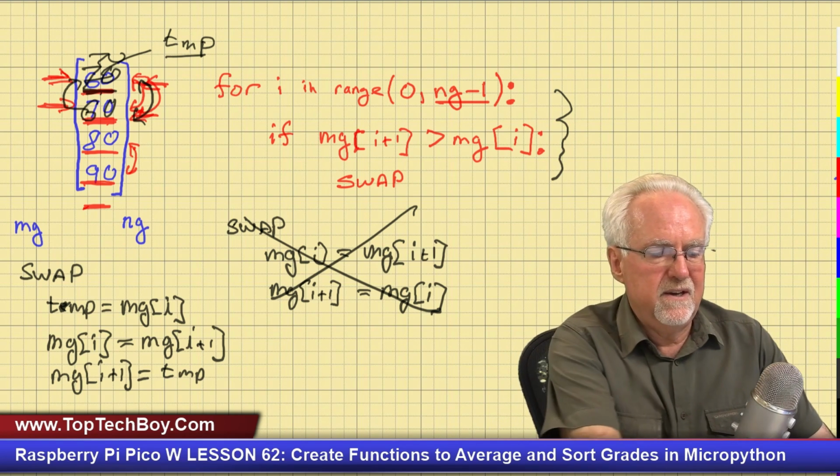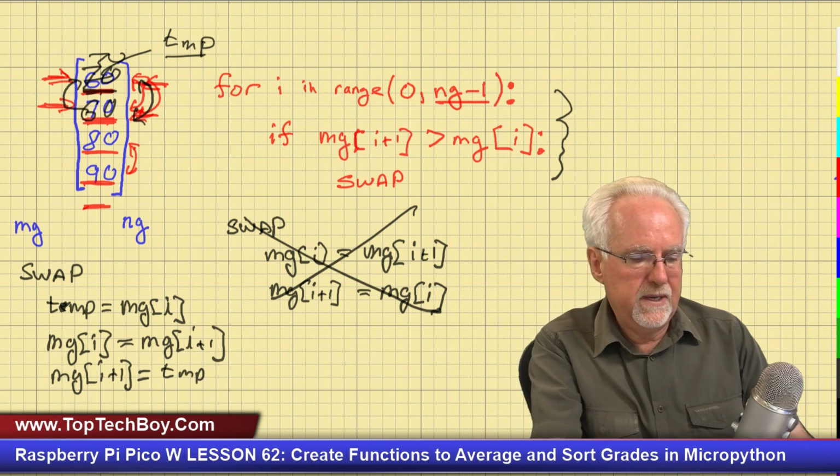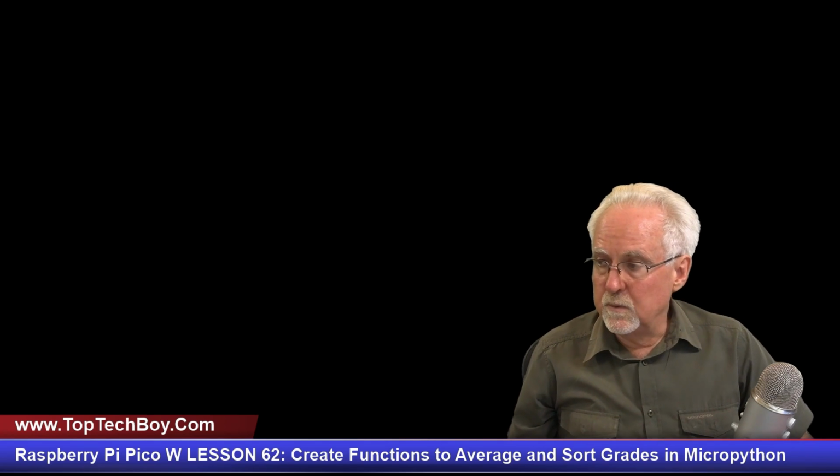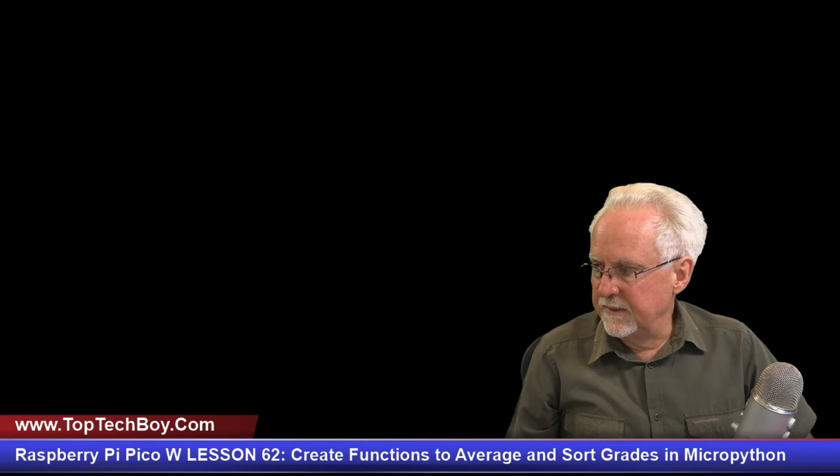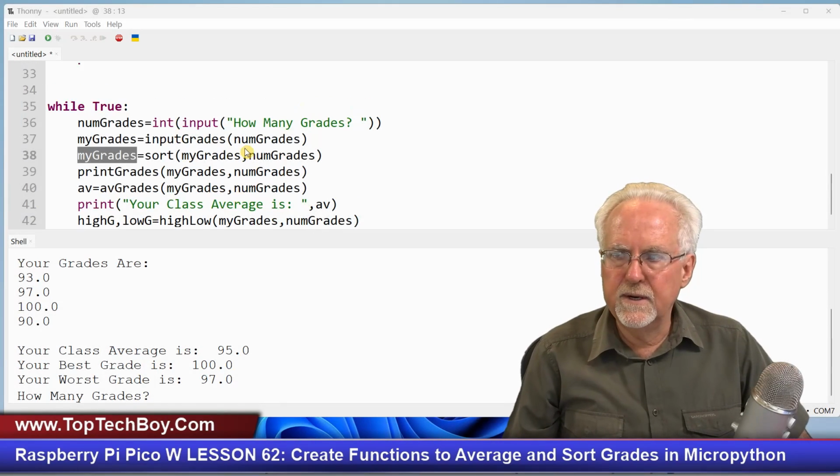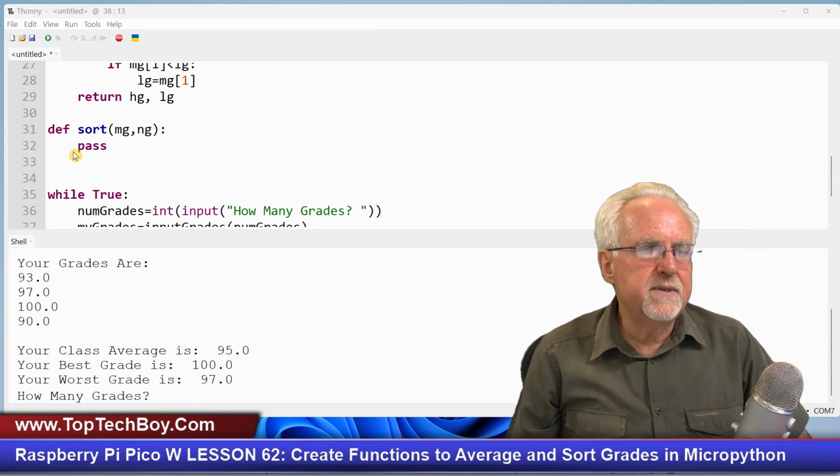So let's see if we can code that much, and then we'll come back and see that it doesn't quite do everything that we want, but at least we've made a lot of progress. So let's come over here. This is the sort. Okay, we're going to do the sort.